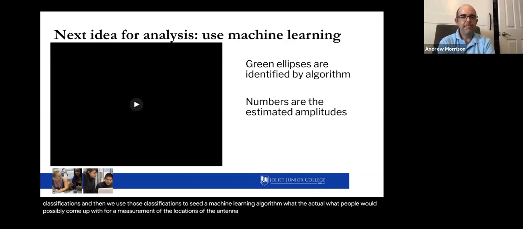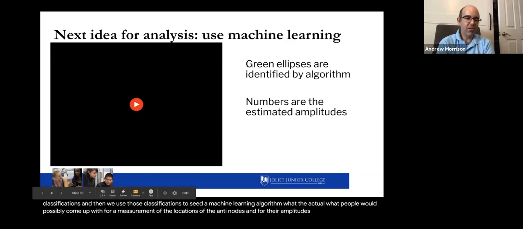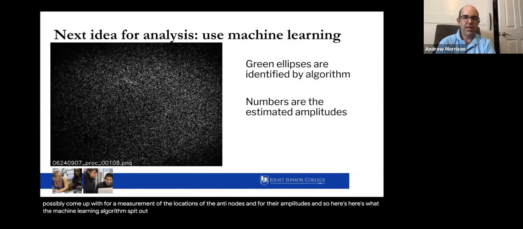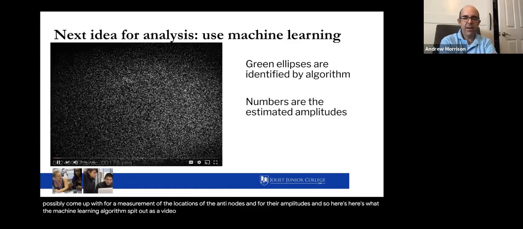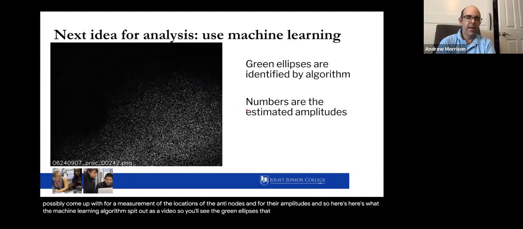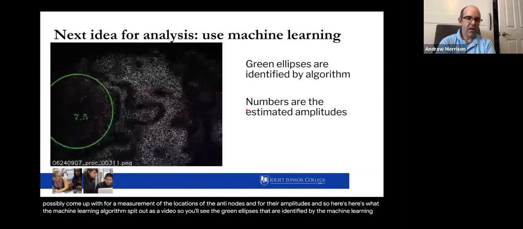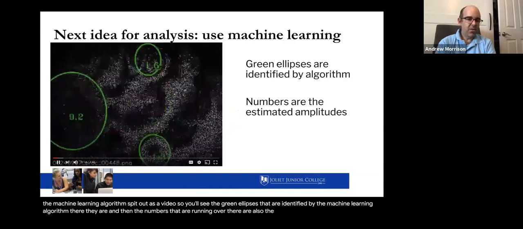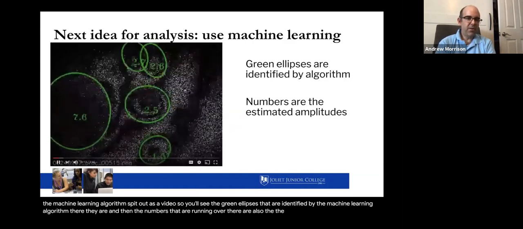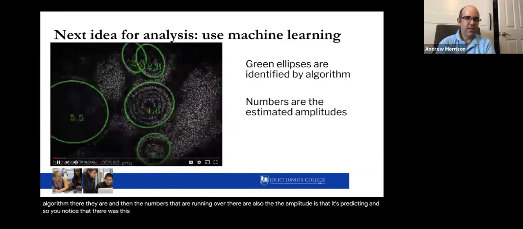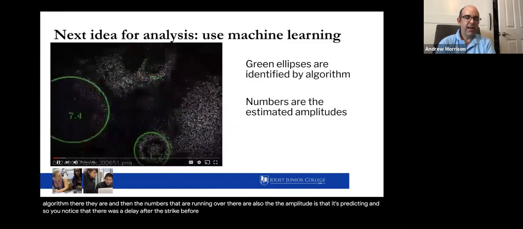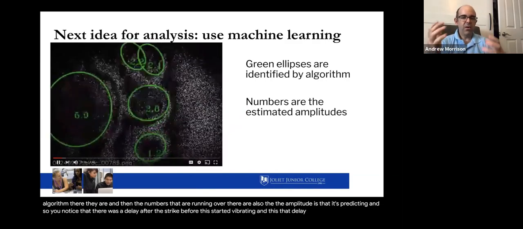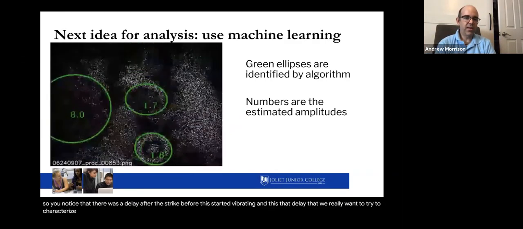And so here's what the machine learning algorithm spit out as a video. You'll see the green ellipses that are identified by the machine learning algorithm. There they are. And the numbers running over there are the amplitudes it's predicting. You notice that there was a delay after the strike before this started vibrating. It's that delay that we really want to characterize for all the different note strikes. And if we can get other information out, that would be great too.